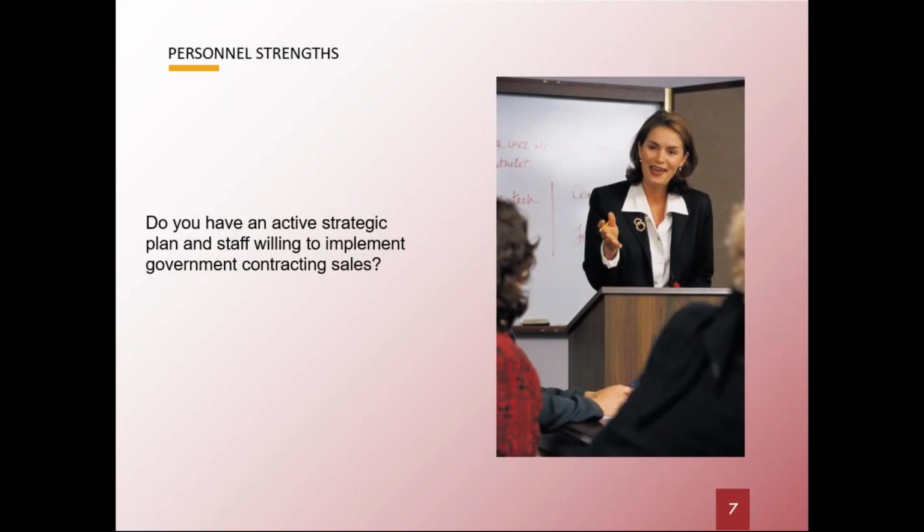Personnel strengths. Do you have an active strategic plan and staff willing to implement government contracting sales? A strategic plan outlines the organization's purpose, goals, and the methods that will be used to accomplish the goals. The components of a strategic plan are a vision, which is what an organization wants to look and be like. Number 2 is the mission, the organization's purpose. Mission is a statement of what the organization does to achieve its vision.